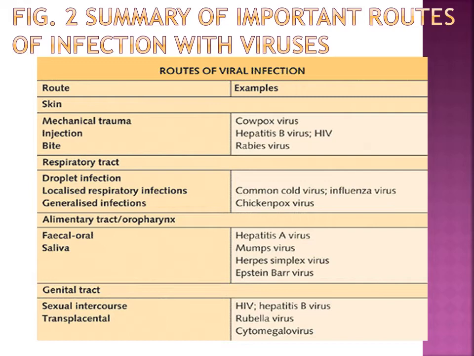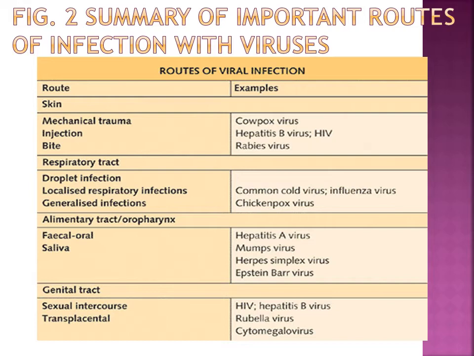Other viruses can enter through the respiratory tract via droplet infection, which may be localized respiratory infection or generalized infection. The localized respiratory infection occurs with the common cold viruses and influenza viruses, while some viruses have the ability to enter via the respiratory tract and cause generalized infections, such as the chickenpox virus.